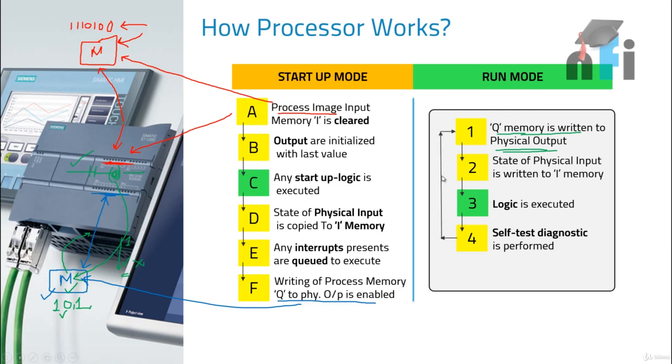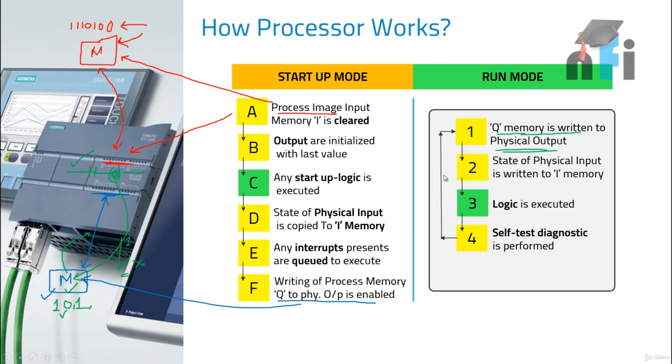Then again, it goes back to the first step. So the logic is executed. After diagnostic, output is written to the physical output. Again, it will read the input, solve the logic, give the output, read the input, solve the logic, give the output. This cycle keeps on repeating. And this cycle is called scan cycle. This is the scan cycle of a PLC.